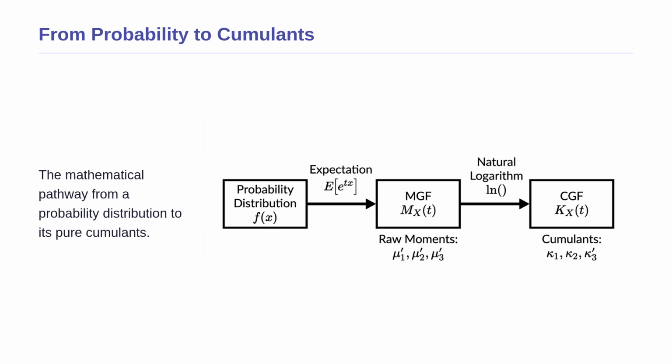To visualize this process, let us walk through the pathway shown in this diagram. We start on the left with our basic probability distribution. From there, we take the expectation of the exponential term to find the moment generating function. As you can see below that box, this gives us our raw moments. But we do not stop there. By passing that moment generating function through a natural logarithm, we arrive at our final destination on the right, the cumulant generating function. This final box is what yields our pure cumulants, stripping away the mathematical clutter.